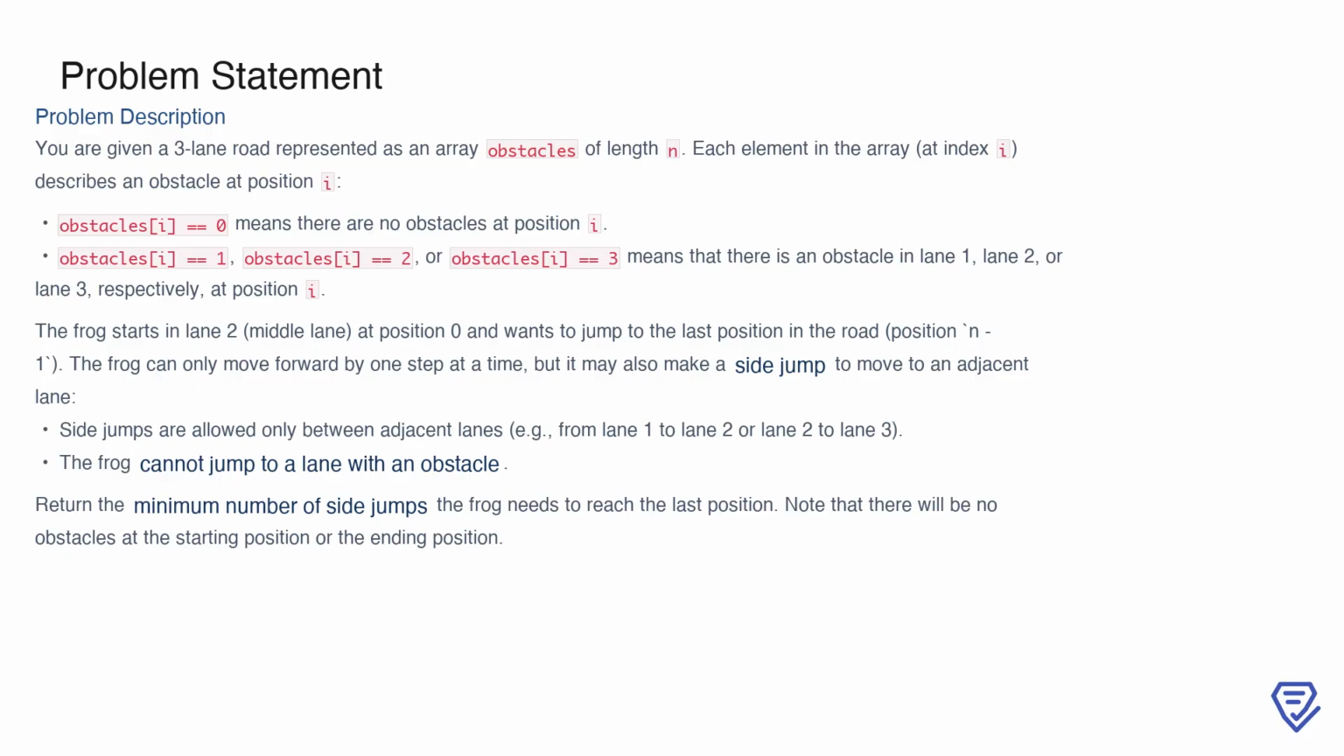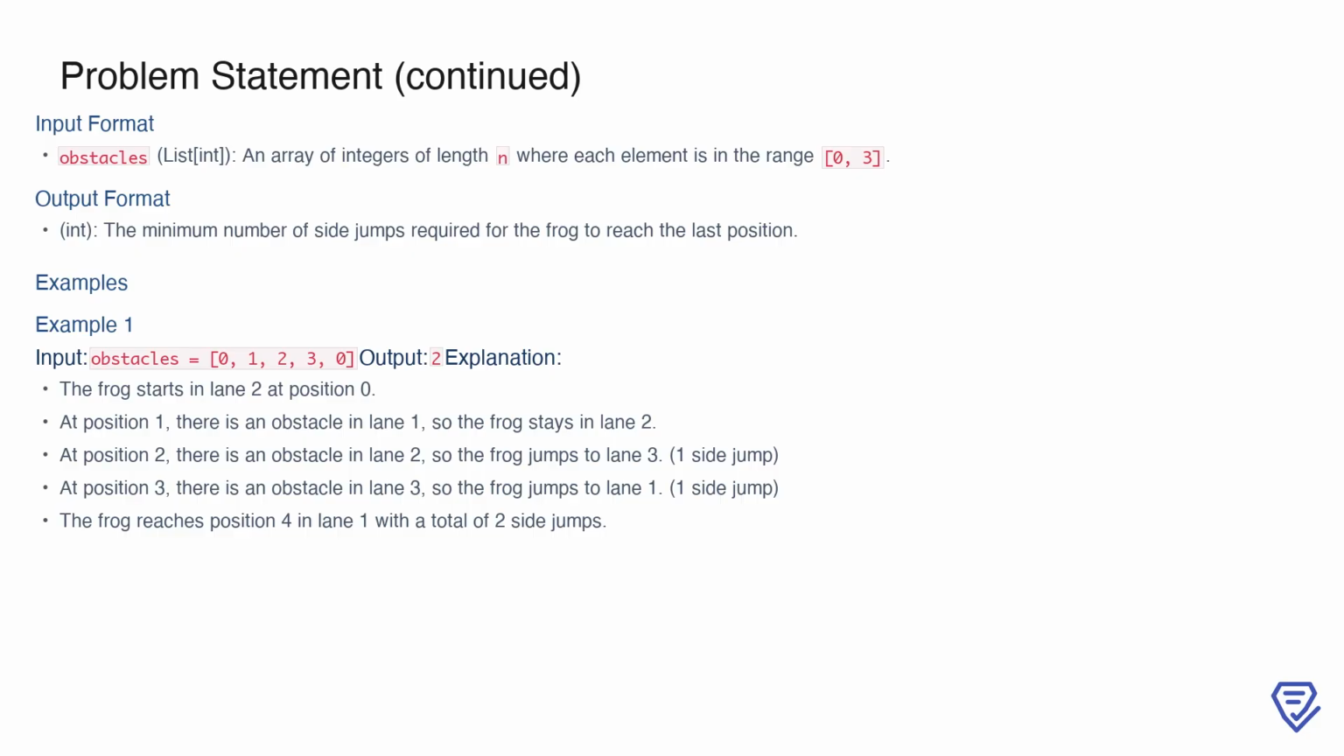Our task is to determine the minimum number of side jumps needed for the frog to safely reach the end of the road. The input to the problem is a list of integers called obstacles, which represents the road. The length of this array is n, and each element is a number between 0 and 3. The output is a single integer, which represents the minimum number of side jumps the frog needs to make in order to reach the last position.